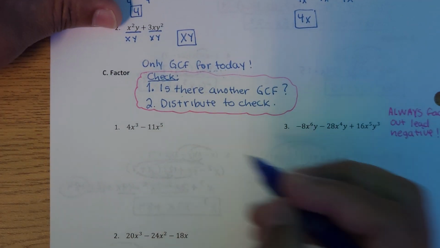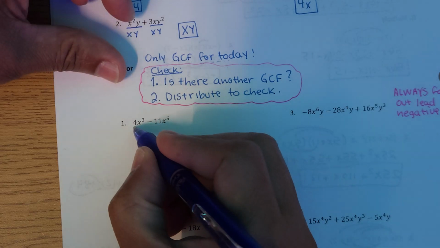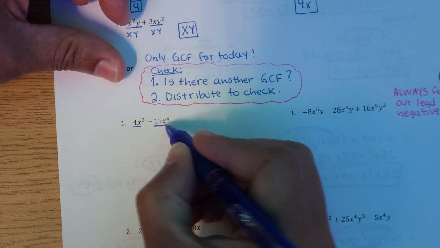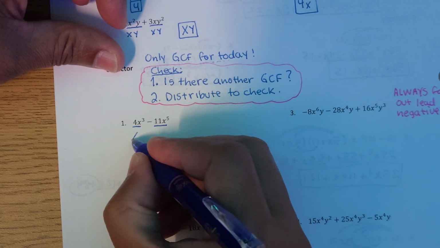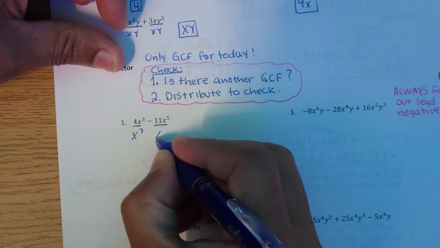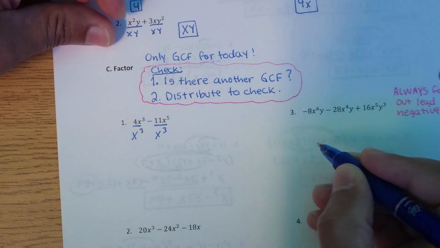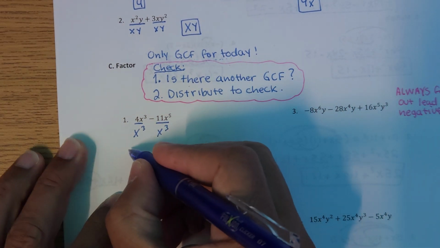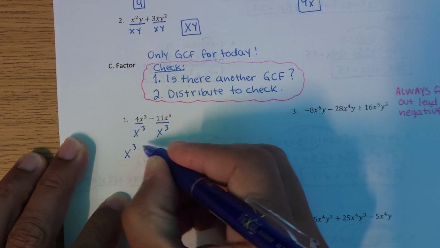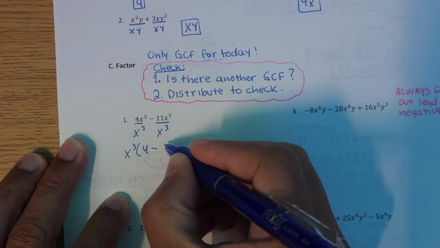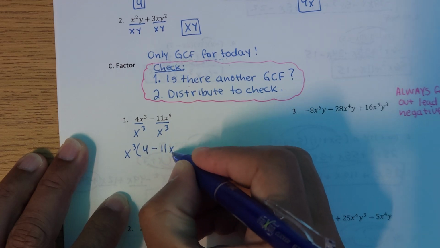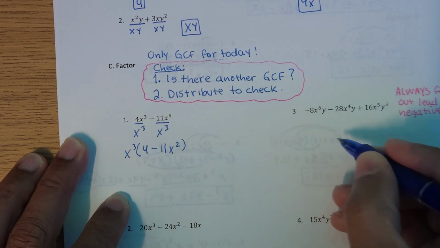All right, so let's start with this one here. Example number 1. 4 does not go into 11, right? But this is x to the third and this is x to the fifth. So the GCF is x to the third. We can factor out a GCF of x to the third. So I'm going to write down x to the third, open parentheses, and this becomes just 4. And then this becomes minus 11x squared, because we divided by x to the third.